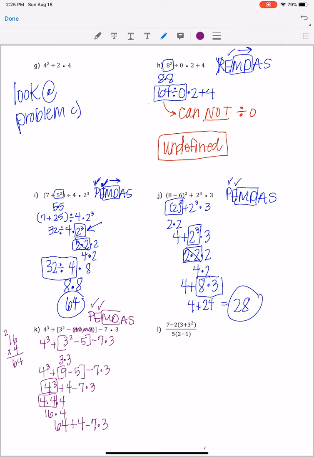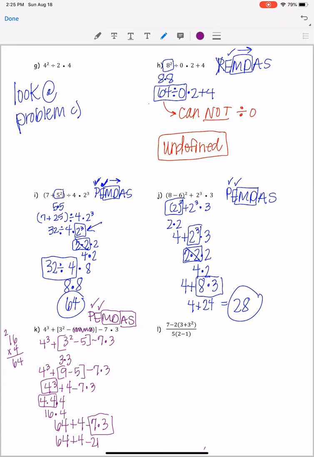So now multiply and divide. I can multiply right here. So we get 64 plus 4 minus 21. 7 times 3 is 21.